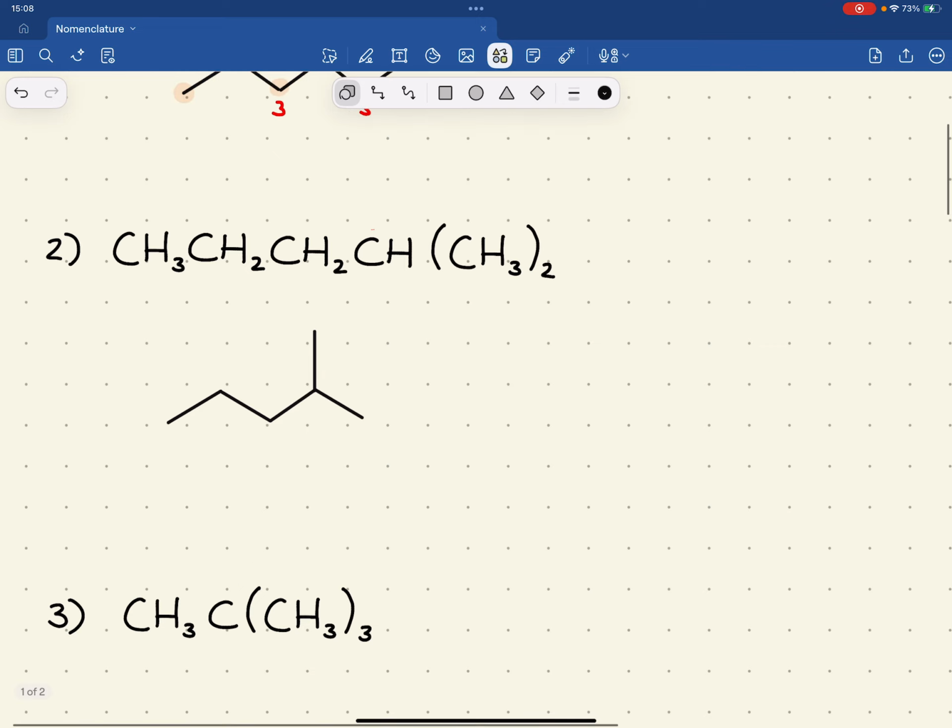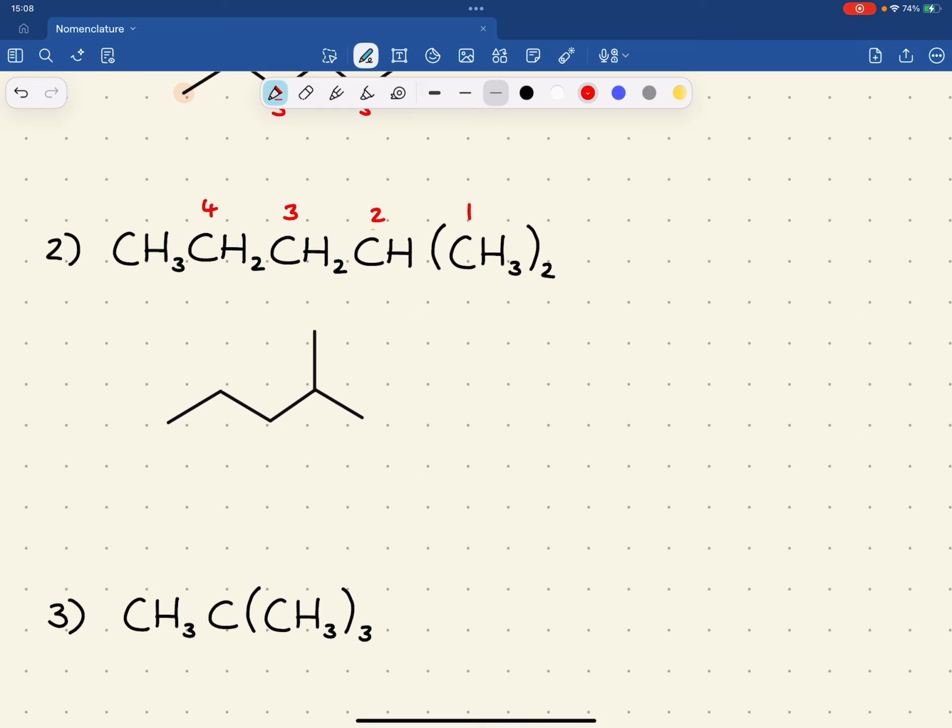Now this time we need to think a little bit more about which end I'm going to name from. I'm going to number this from left to right, or from right to left. In this case we must number to give the branch the lowest number possible. So I'm going to number it from right to left: 1, 2, 3, 4, and 5. So you can see that I've got 5 in my longest chain, and I've got this methyl group, this 1 carbon in a chain, coming off carbon number 2.